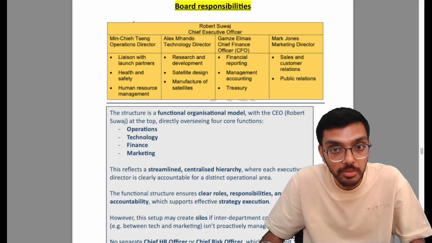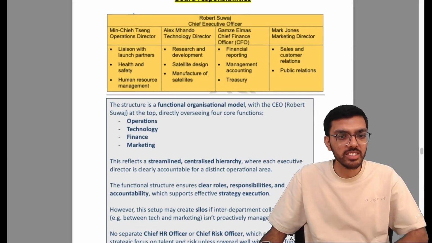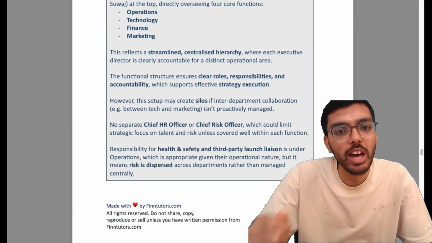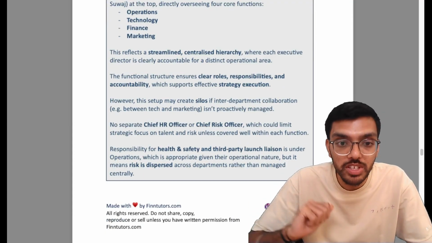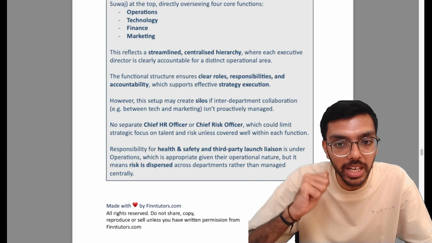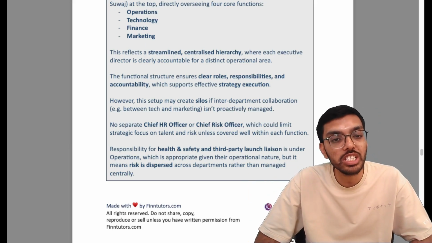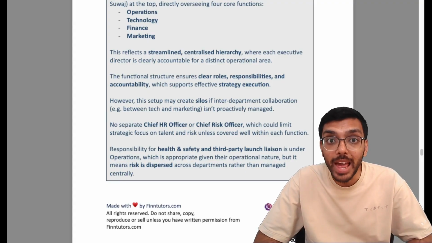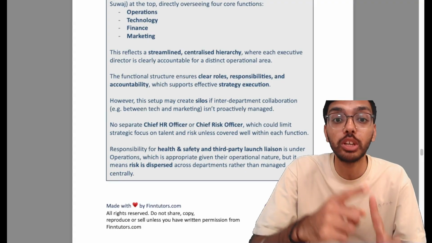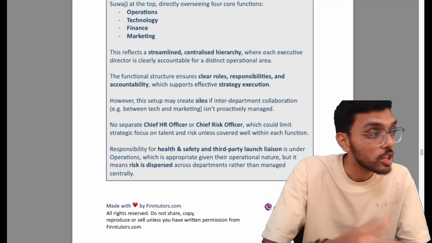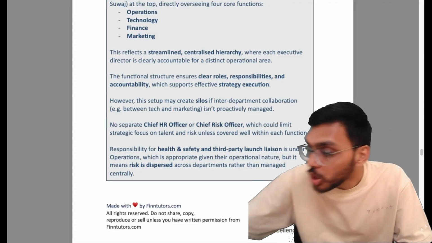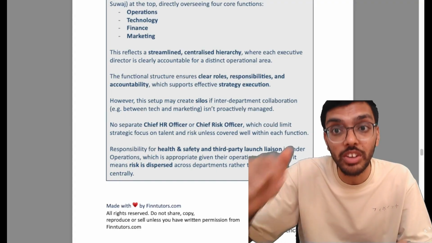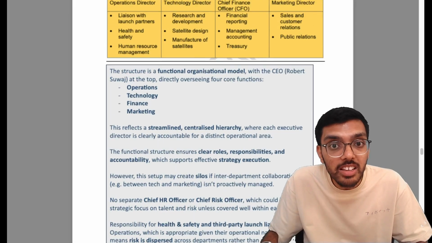What I'm seeing is that there is no separate HR officer or risk officer or risk department, which could limit strategic focus on talent and risk. Unless this is covered well within each function, I don't see any mention of risk. I don't see any mention of HR. So are we hiring the best people? Are we discussing risk at the board level? That is not seen over here.